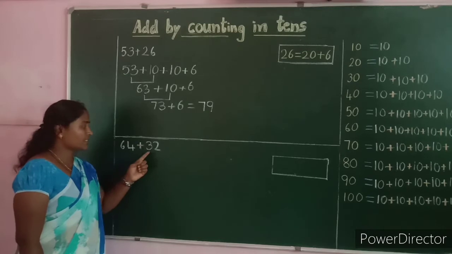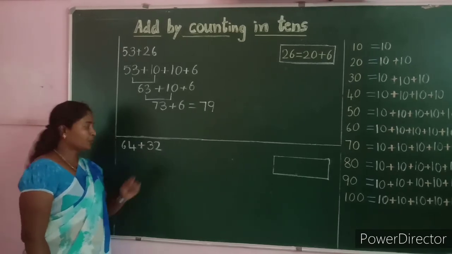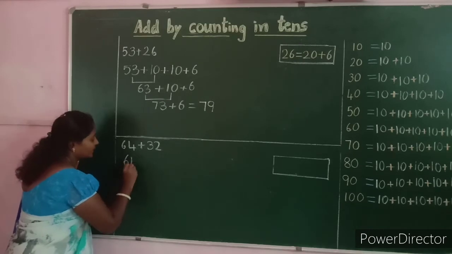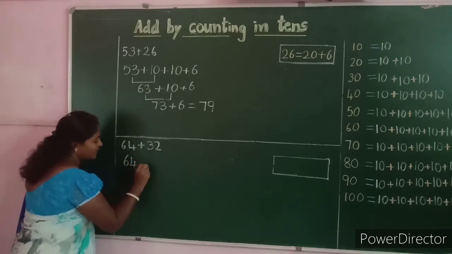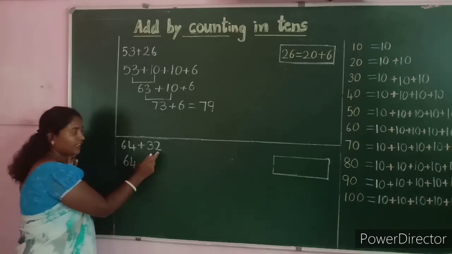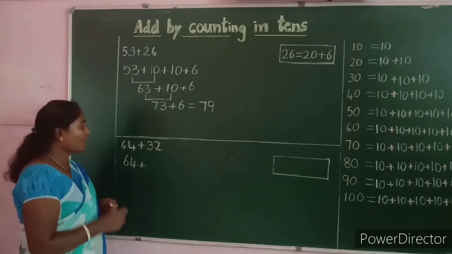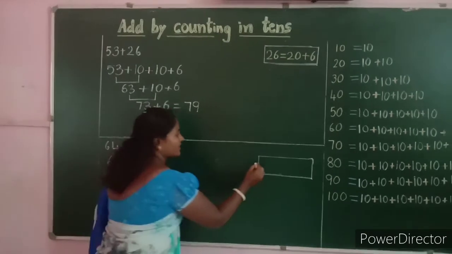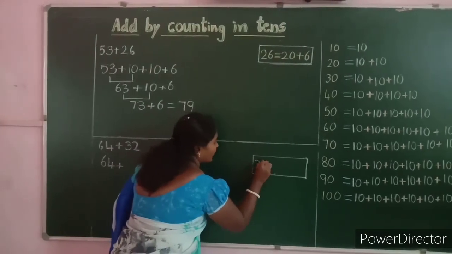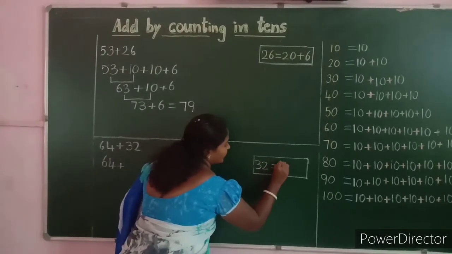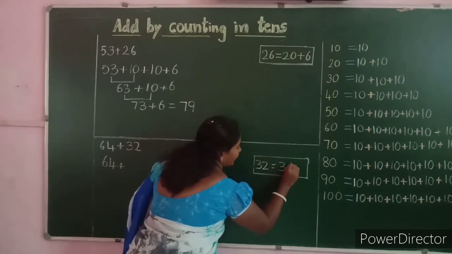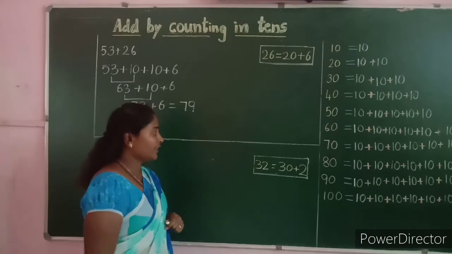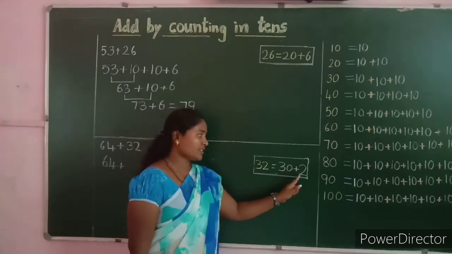64 plus 32, right? 64 as it is, plus 32. How do we expand 32? Yes, 32 expanded is 30 plus 2. Here, 30 plus 2.